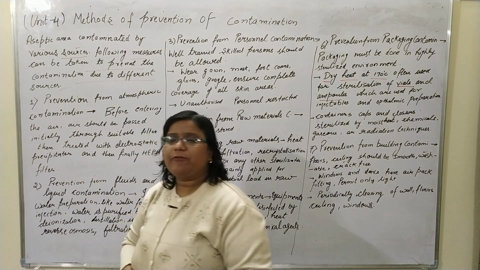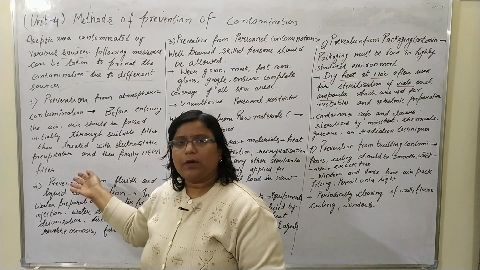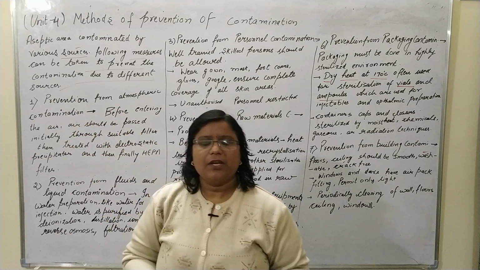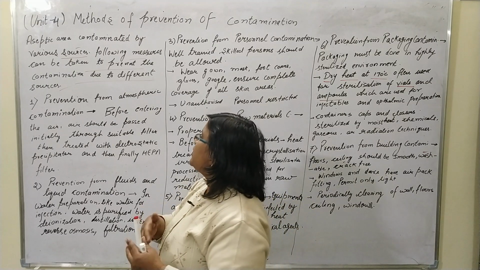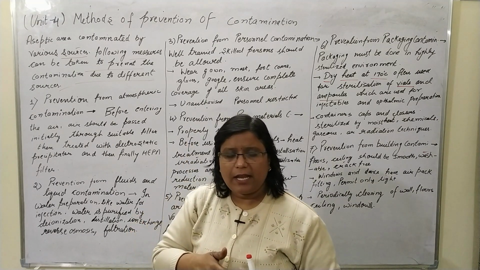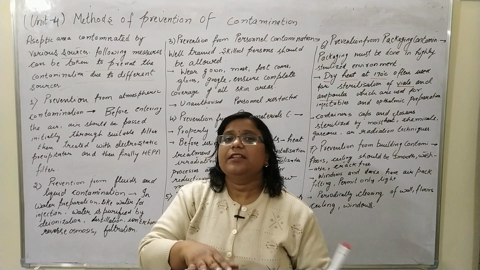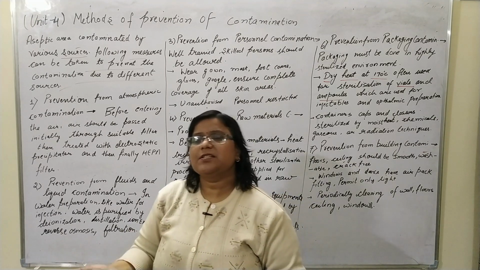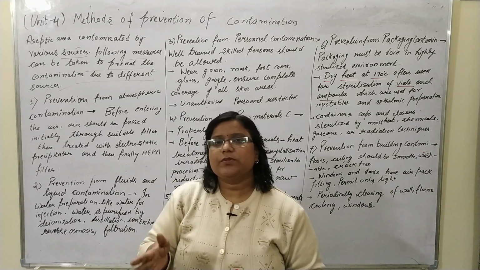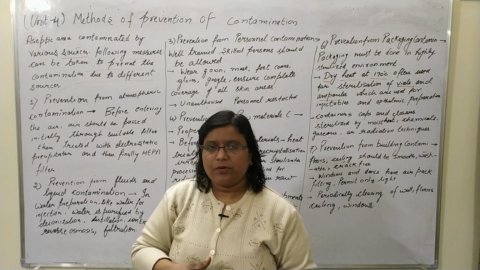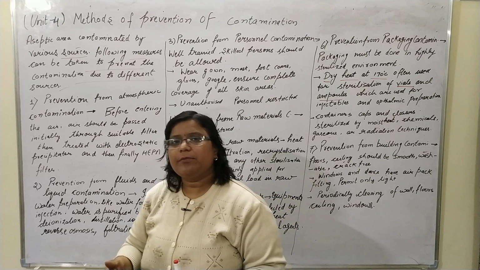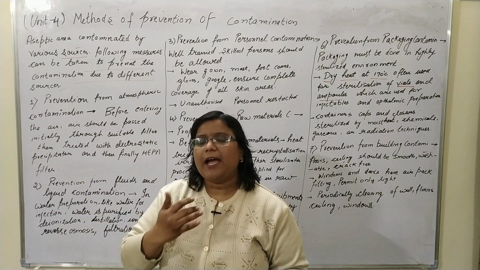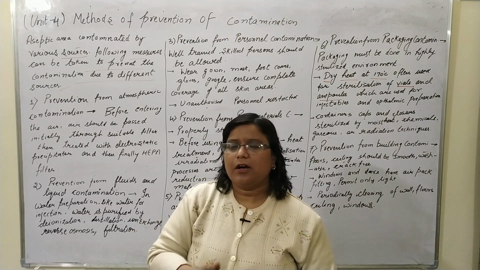So what measures do we have to take? We will discuss one by one. First is the prevention from atmospheric contamination. Here the atmospheric contamination is just the surrounding air, which has dust particles and germs that produce contamination in our product. So if we want to control the surrounding contamination, we have to prevent the air contamination.